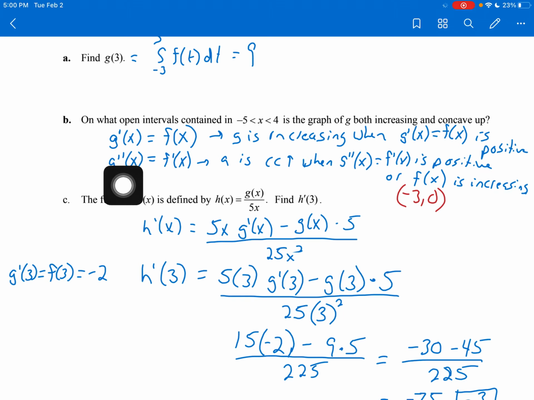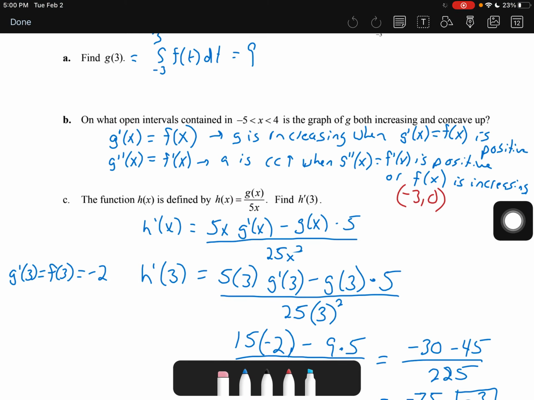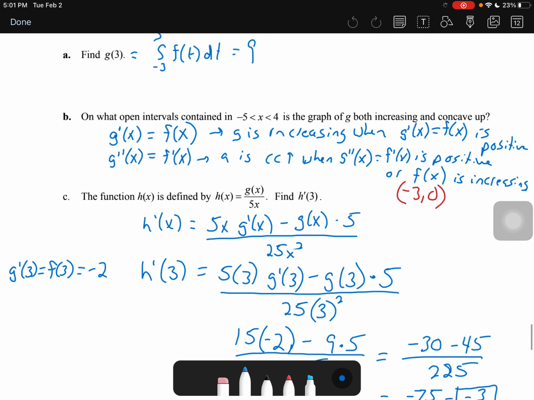Concave up means where is the second derivative of g going to be positive? Now the second derivative of g is equal to the first derivative of f. The first derivative of f is positive wherever the function is increasing. So g is concave up when the second derivative of g, which is equal to the first derivative of f, is positive, or when f up above is increasing.